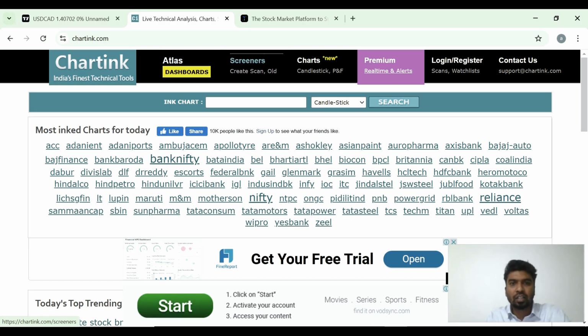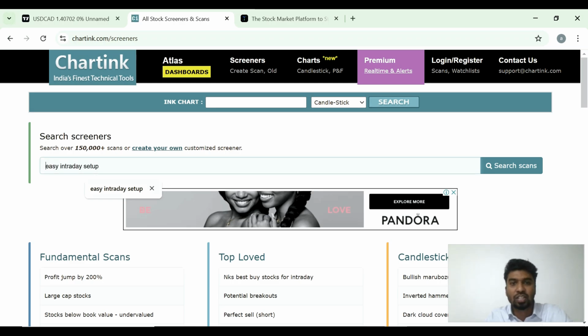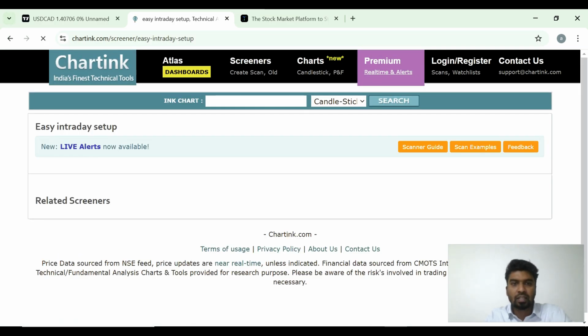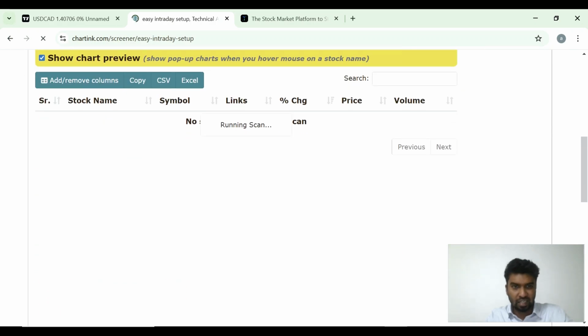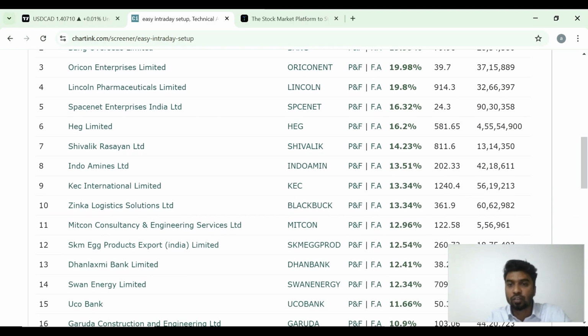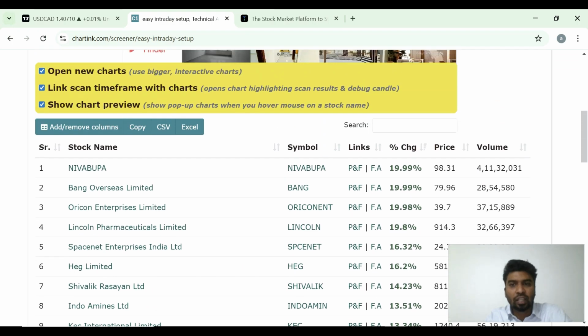In the Chartink screener, we just put the easy intraday setup. We type it in the search bar, and for that search we will get the easy intraday setup best intraday stocks. You see here, these stocks have performed today like 20 percent, 16 percent, 14 percent, 13, 13, 12, 11, 10, like that. These are the best intraday momentum stocks.